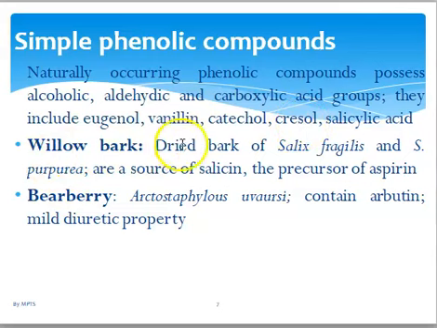Salicylic acid is from the dried bark of Salix fragilis or Salix purpurea, a source of salicin, a precursor for aspirin. Others are bearberry and very many others. Vanillin, of course, this is what we call vanilla. Catechol and very many other plant sources.